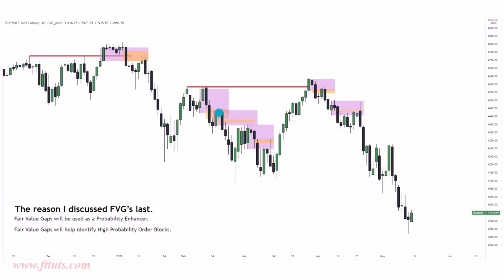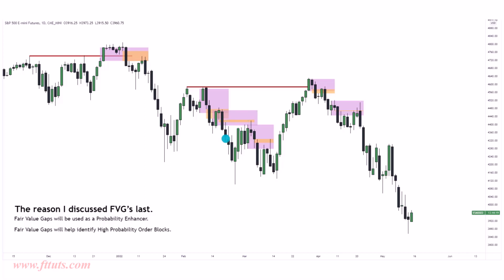Selling opportunities will occur at these levels. 1, 2, 3, 4. That's 4 days of being a bearish seller. Okay. Price takes out a recent low, offers a retracement into this order block. Look what's inside that order block. We have a fair value gap here. That's a high probability order block.